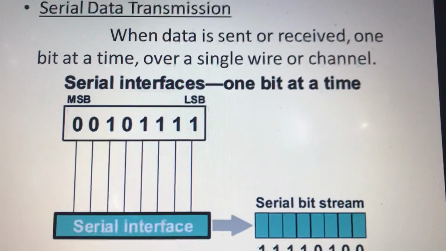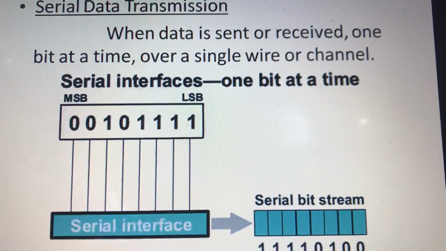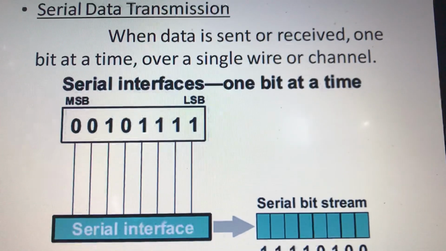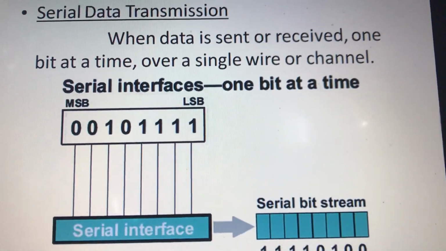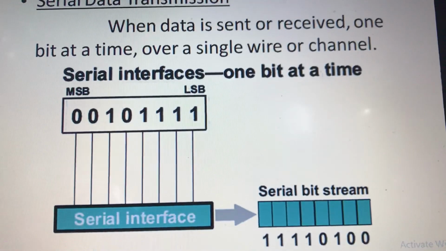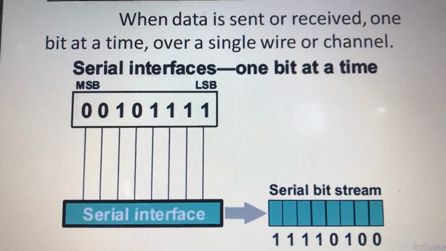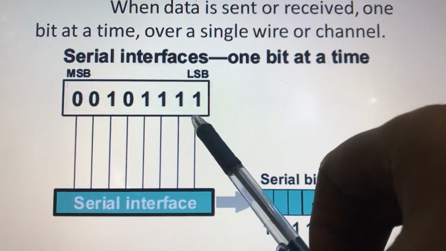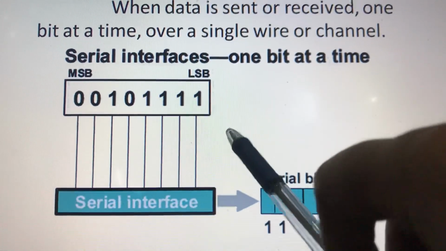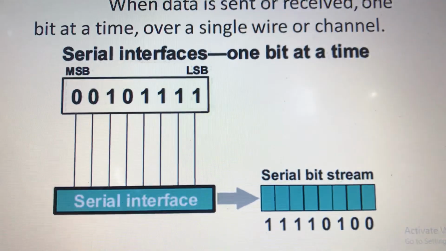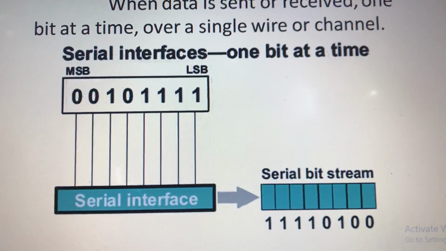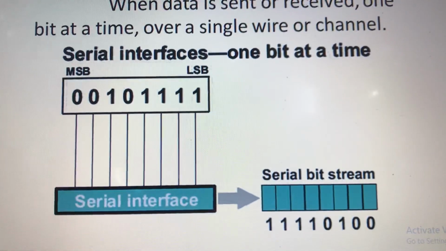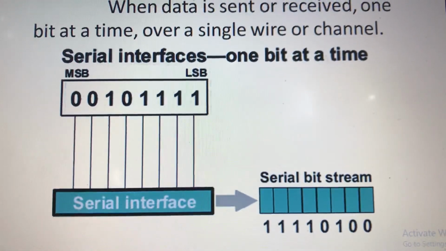Serial data transmission. Data is sent or received one bit at a time over a single wire or channel. Only a single wire is used for the transmission of the data. So now see the diagram. The register over here has the bits 0, 1 and 111. On the right side of the register there is written LSB, that is least significant bit, and on the left side of the register it is written MSB, that is most significant bit.